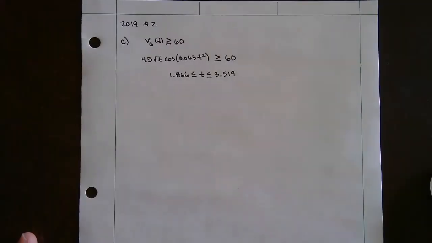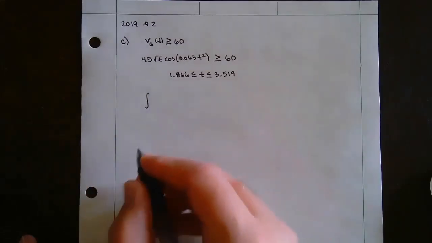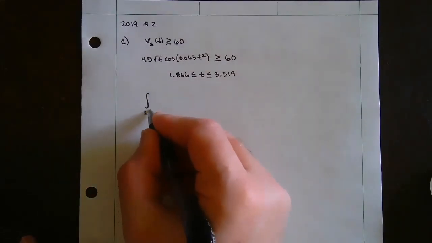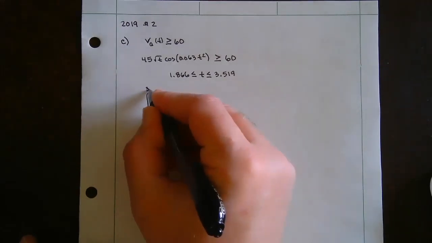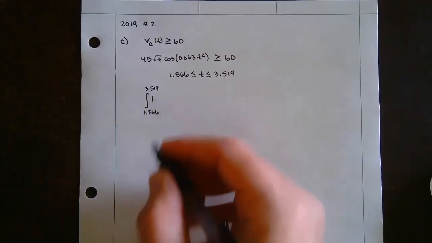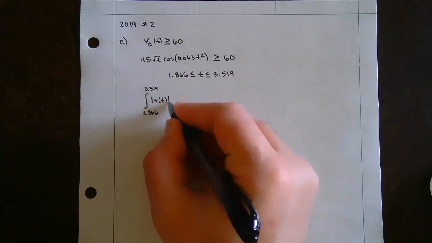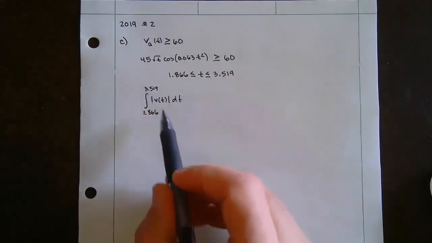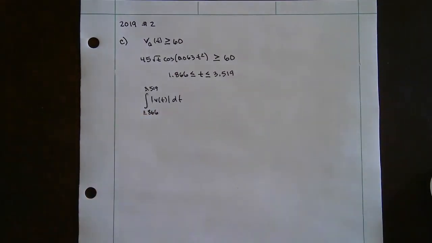So to find the total distance, we have to integrate from 1.866 to 3.519, and we have to integrate the absolute value of velocity v of t dt. A little bit of explanation, and I may have already done this, so please forgive me if I've already told you.